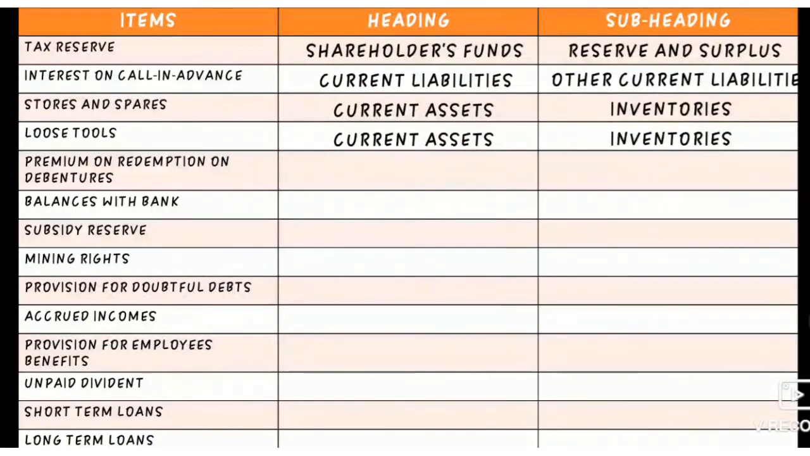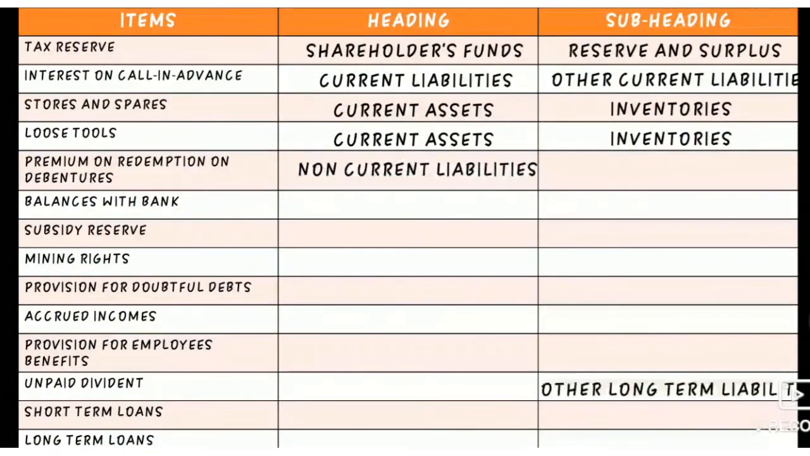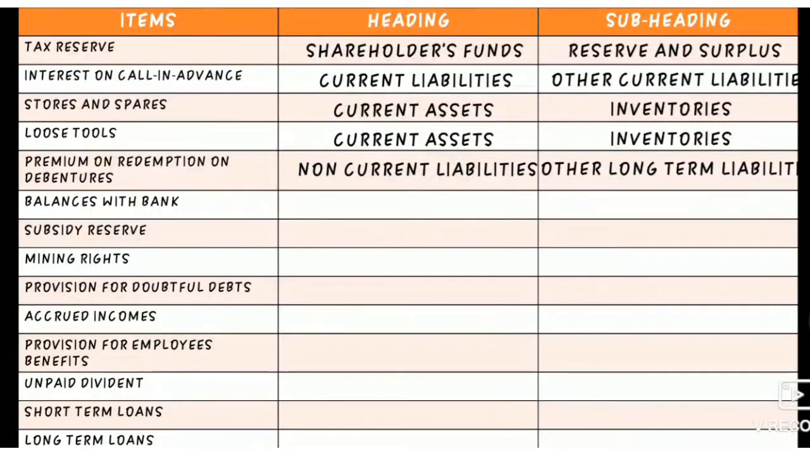So it comes under the heading non-current liability, and the subheading will be other long-term liability. Next is balance with bank. If you are having balance with bank, it comes under cash and cash equivalent. So the subheading will be cash and cash equivalent, and the heading will be current assets.